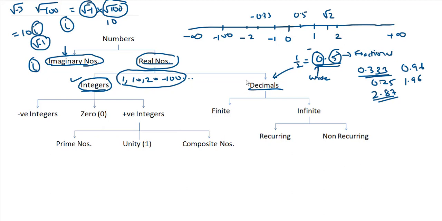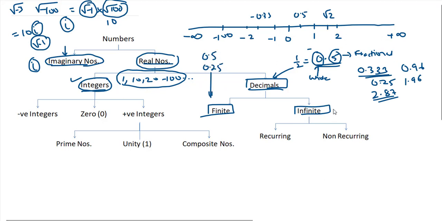Decimal numbers are further classified into two categories, finite decimals and infinite decimals. So what are finite decimals? The decimals which are terminating in nature. So 0.5, 0.25, these are examples of finite decimals. Whereas infinite decimals are non-terminating. Example 1 by 3, its value is 0.33333. It goes on till infinity. It does not terminate. So these are the two categories in which decimals are classified, finite and infinite.